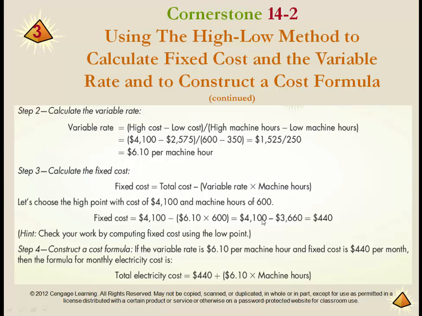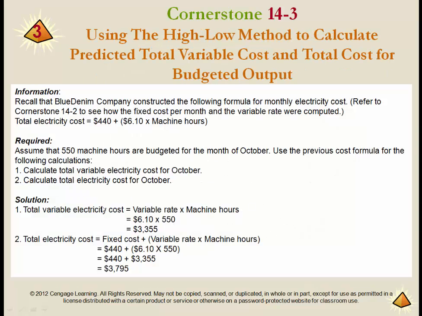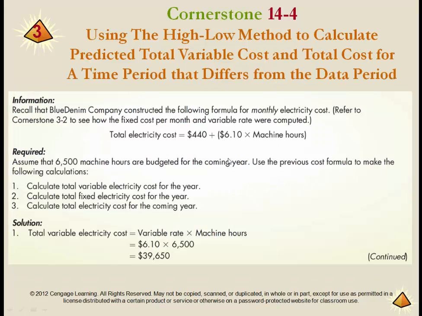You're fixing the point where it crosses the y-axis. That's the 440 fixed cost, and then the 610 is variable if you looked at our graph. And so there's the solution, and then we can put in there based off of the number of machine hours, we can make a calculation. You might want to pause this slide and look at this. I don't know that I need to read through it.